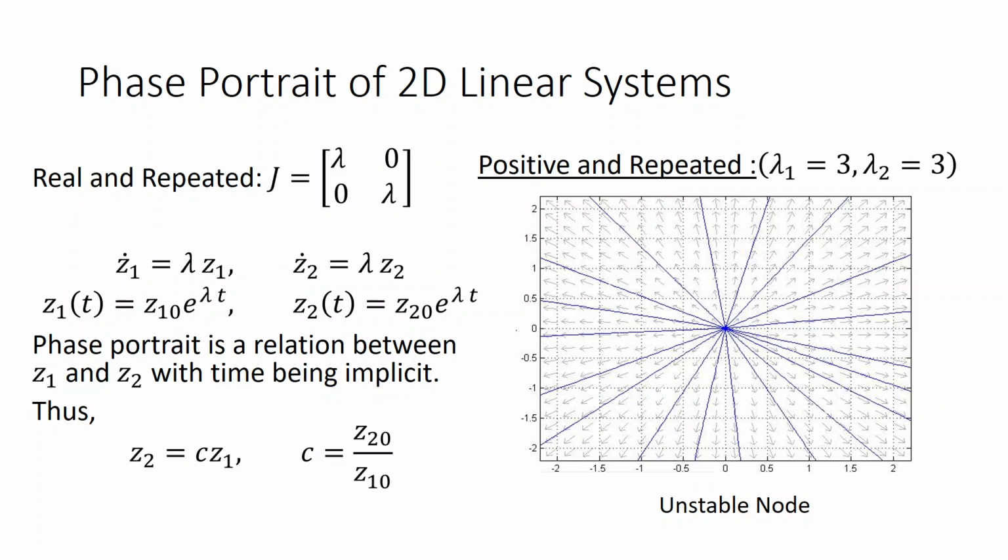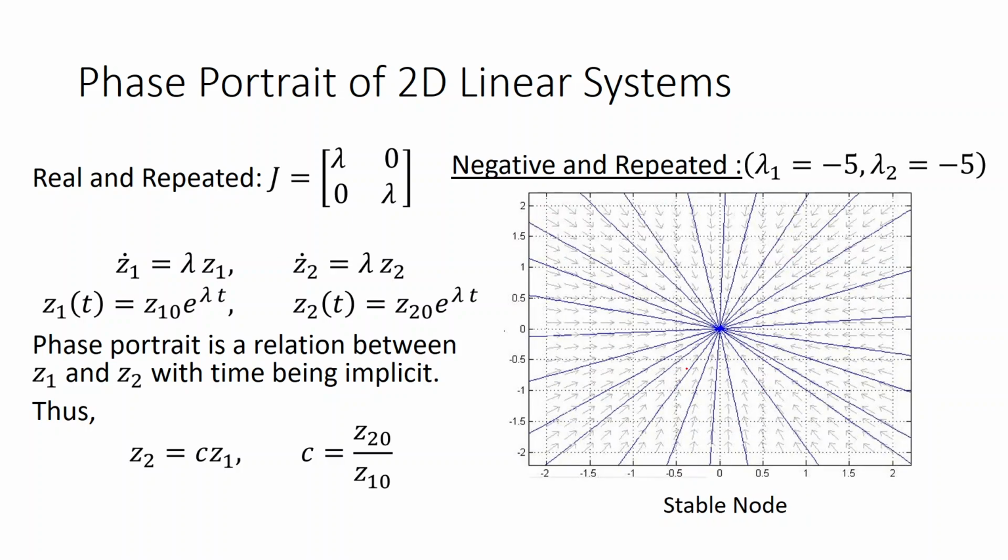So if you have positive and repeated eigenvalues, then you are diverging away from the origin. The arrow directions you have to give. The arrow directions in each of the trajectories will be diverging away from the origin. And if you have negative and repeated, then again you will have straight lines, but converging to the origin. So each of these trajectories are converging to the origin.